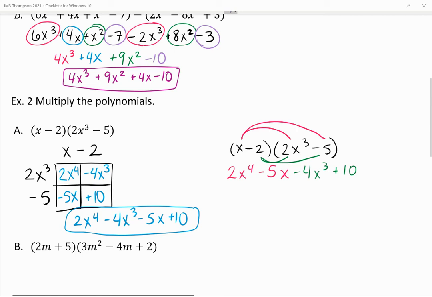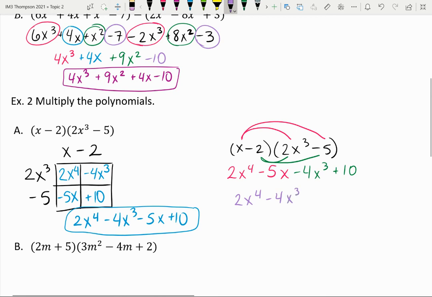Check my list for like terms. I don't have any. Now this one's non-standard form, so when I rewrite it, I'm going to write my 4 exponent and then my 3 exponent, minus 5x plus 10. Same answer, 2 different methods. You are welcome to use whichever one makes you happy or whichever one makes you less unhappy.